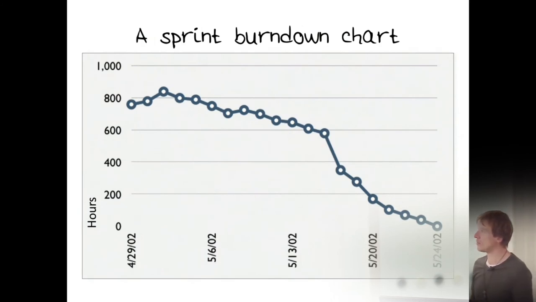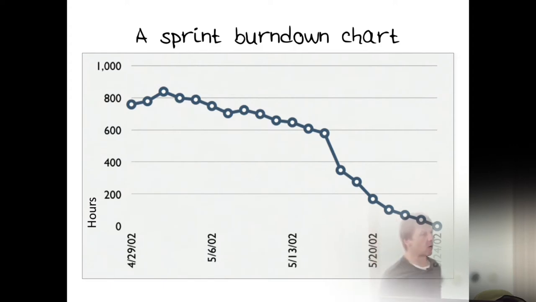Now, this is a burndown chart. So in the beginning, here we have a sprint. Here we have like a 4-week long sprint from 4:21 to 5:24. And so the team estimated initially that if you summed up the hours for all the tasks, that they had something like 775 hours of work to do.